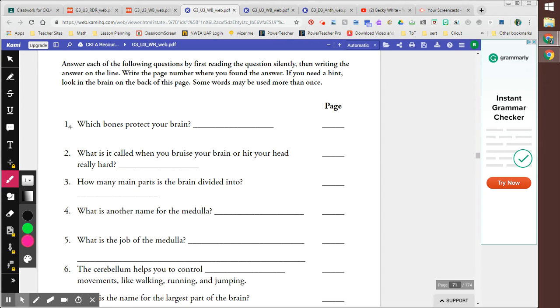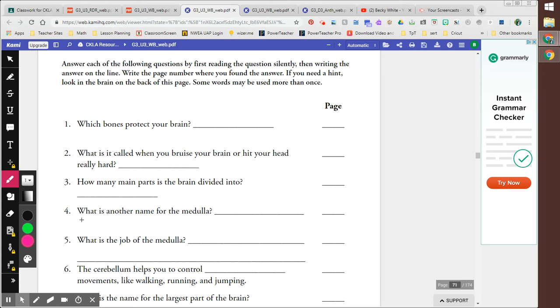Number one, which bones protect your brain? Number two, what is it called when you bruise your brain or hit your head really hard? Please remember you can pause this video while you're looking for your answers, and then unpause it when you're ready for the next question. Number three, how many main parts is the brain divided into? Don't forget to put your page numbers.